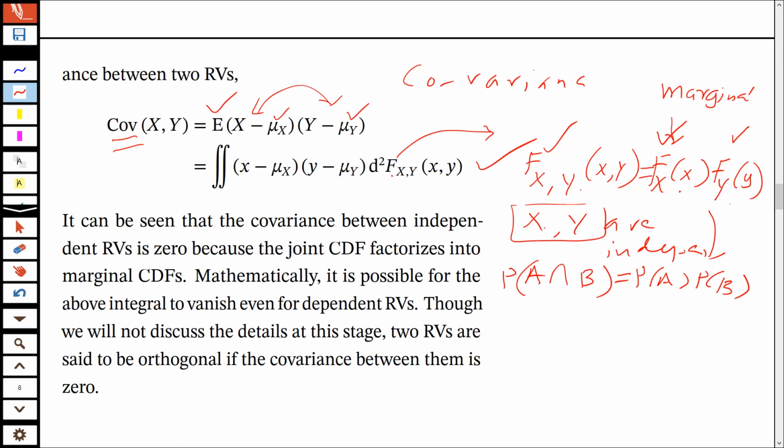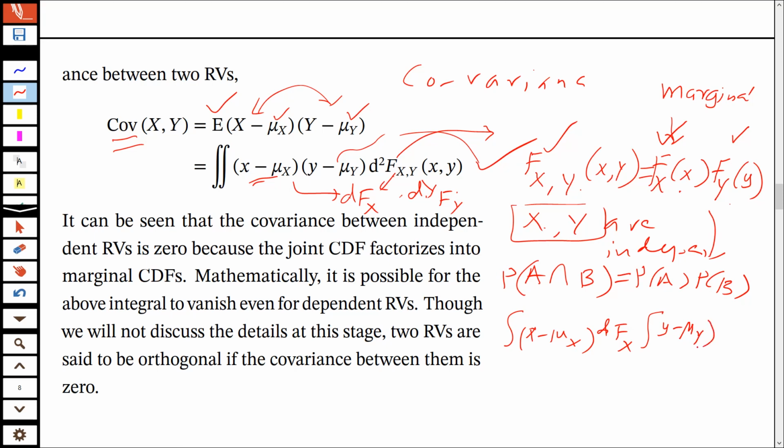Now why will this be 0? If I factor this, if I isolate fx and fy, so this double differential will split into these two differentials, dfx times dfy. This dfx will be combined with this deviation, this dfy will be combined with that deviation, and this double integral will simply be two integrals. One integral of that deviation of x integrated with respect to its CDF, and another integral of deviations of y from its mean integrated with respect to that particular CDF.